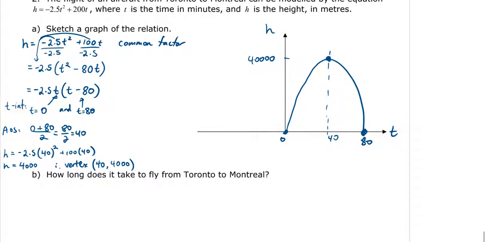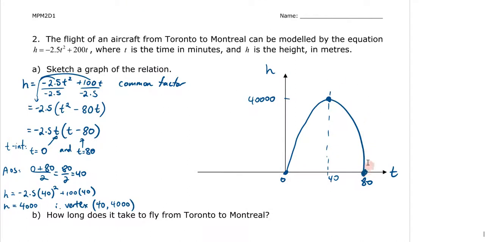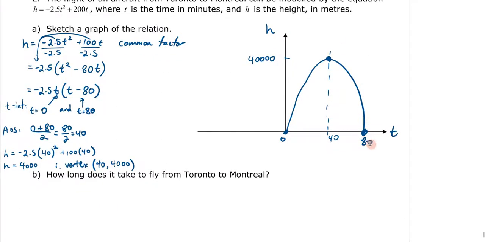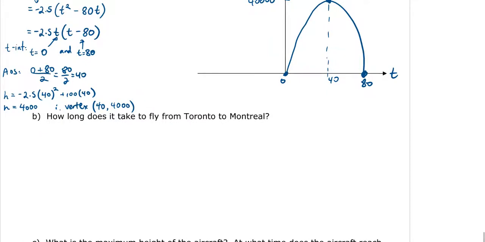So part B. We'll just talk about the parabola. The parabola models the height of the plane. The plane takes off, reaches a height of 4,000 meters, and then comes back down after 80 minutes, all the way back to the ground. So how long does it take to fly from Toronto to Montreal? Well, takeoff and landing happens when h equals 0. Takeoff and landing happens on the ground. So that's when the height equals 0 at the ground.